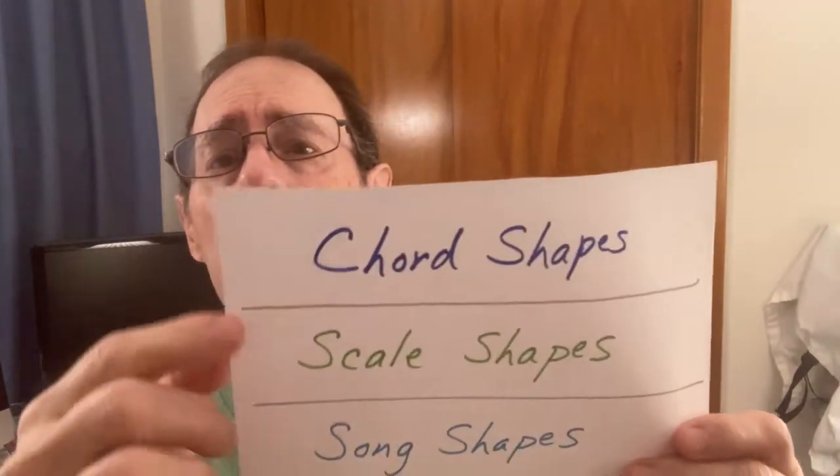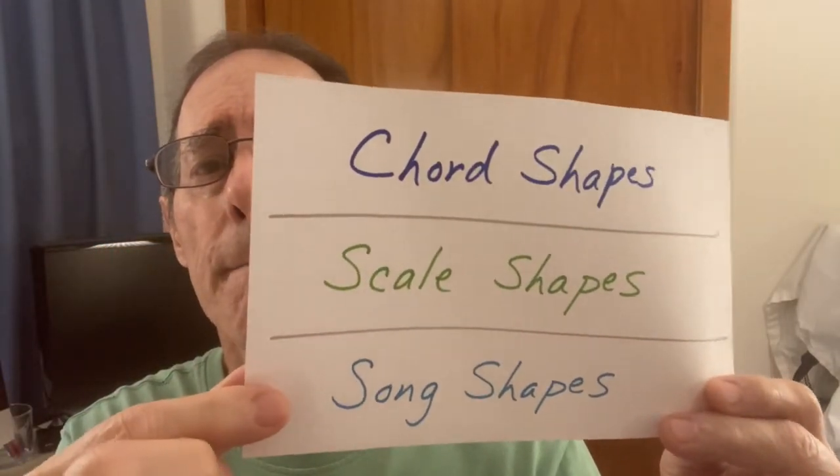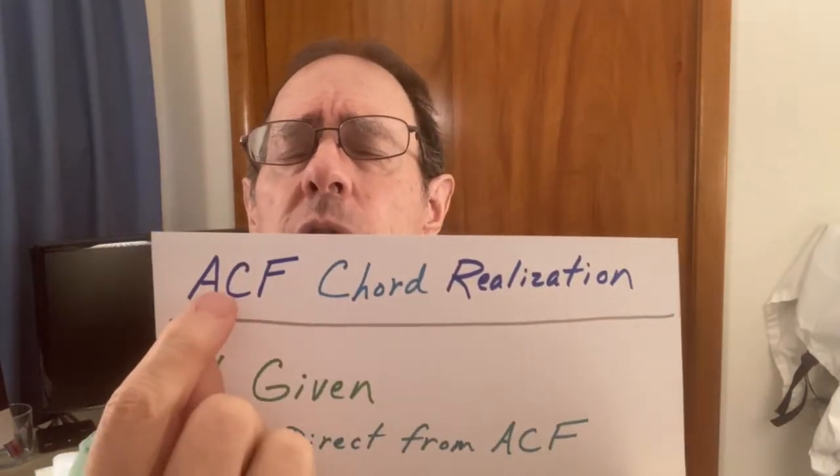Now, in my Amplified Circle of Fifths series of videos, I talked about chord shapes, scale shapes, and song shapes. But today, we're going to talk about something slightly different. If you can be patient, there's some good stuff coming. I call this Amplified Circle of Fifths chord realization, and it's a little bit different than what I've already shown you in those videos.